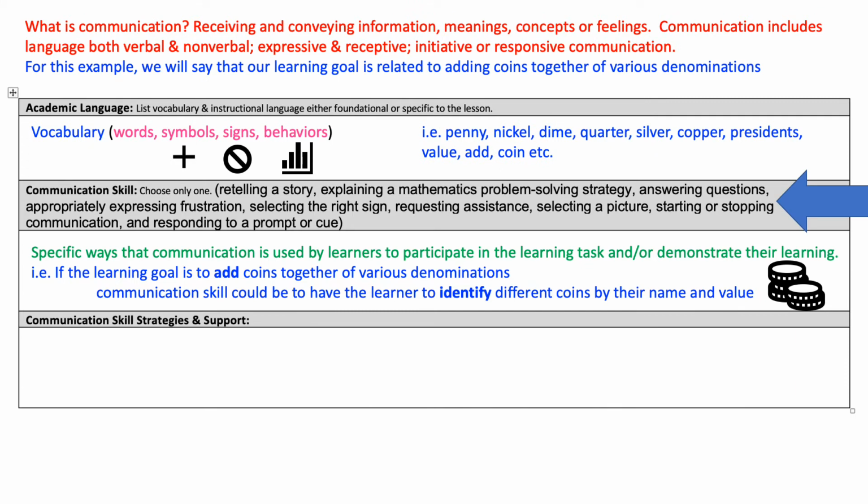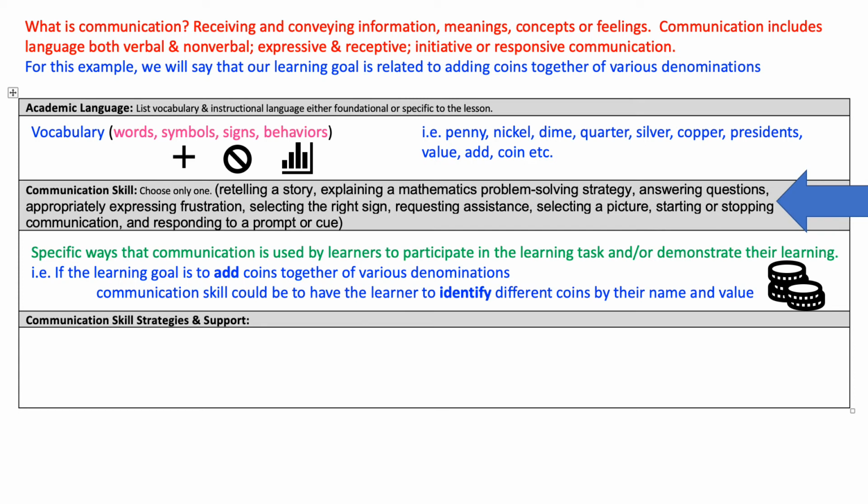On your instructional plan form, there are several examples to guide you in selecting a communication skill for your learning segment. See the examples next to the arrow. These examples include retelling a story, explaining a mathematics problem-solving strategy, answering questions, appropriately expressing frustration, selecting the right sign, requesting assistance, selecting a picture, starting or stopping communication, and responding to a prompt or a cue.